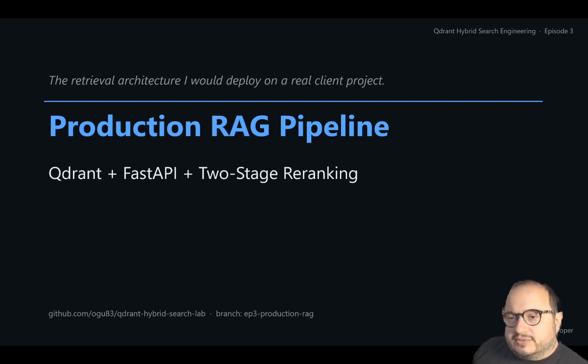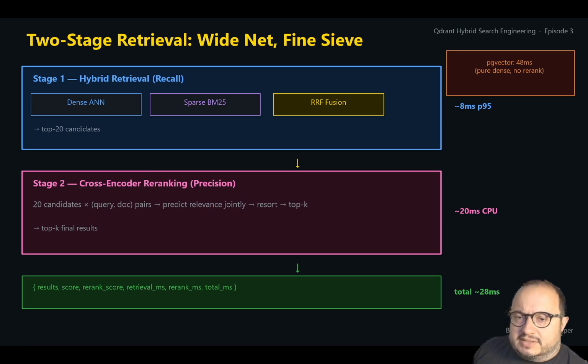I will show you a three-way benchmark. Dense only versus hybrid only versus hybrid with reranking. The architecture I'm building today is the pattern I would deploy if a client asks for a production RAG search API. Let's build it. Production retrieval systems at scale follow a two-stage pipeline.